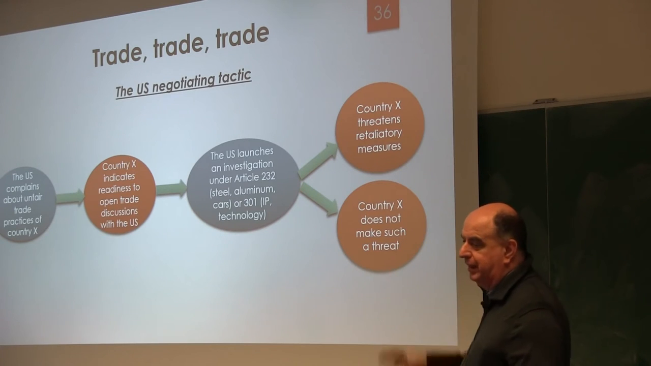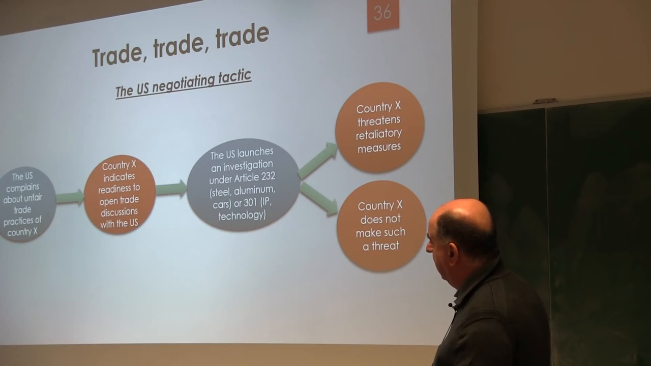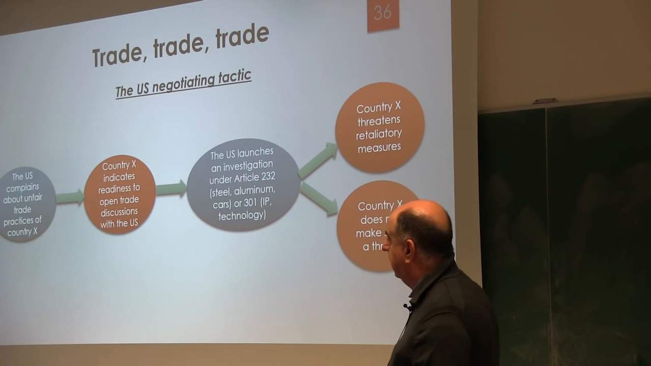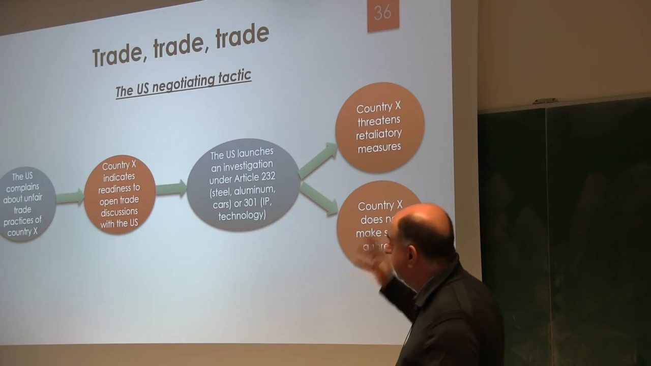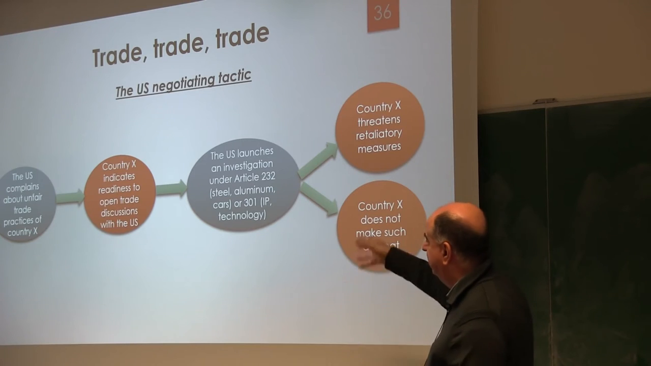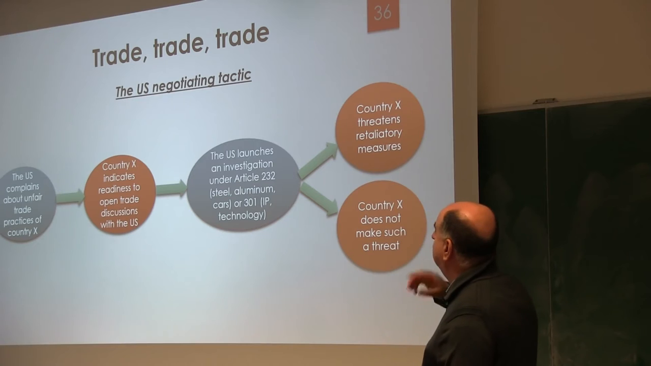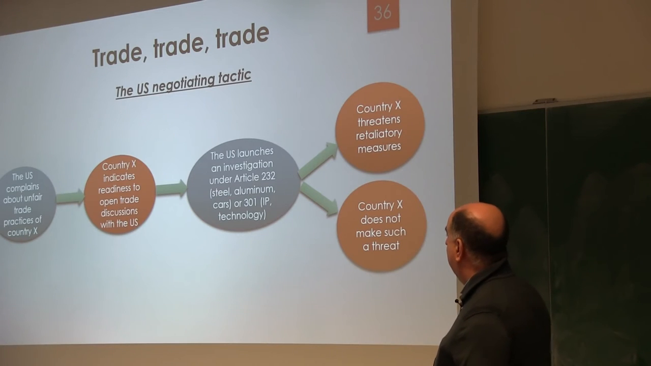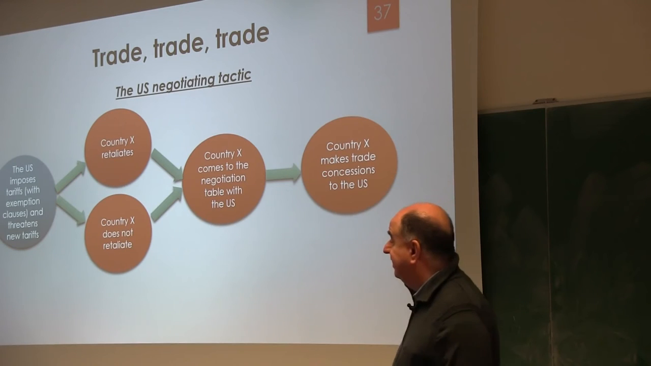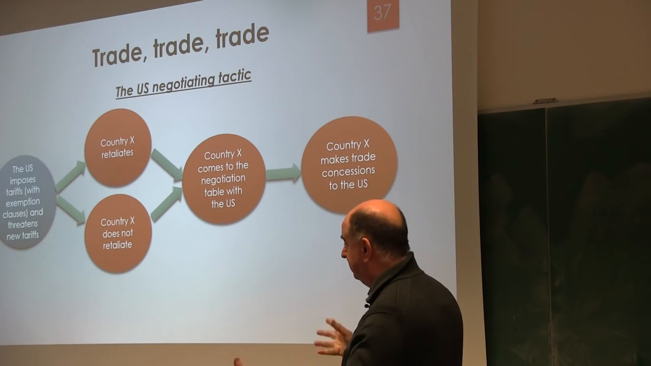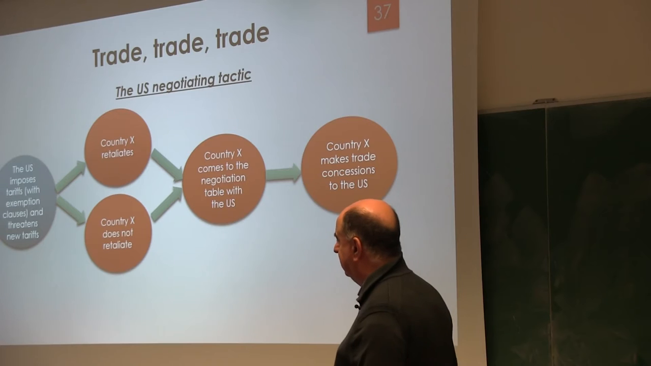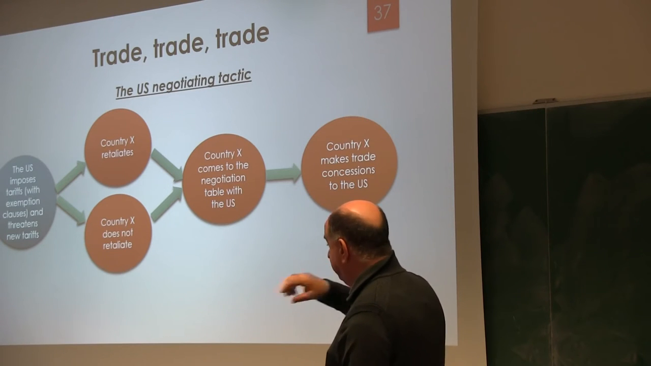Just to give you an idea of how the negotiation seems to move and what seems to be the pattern of the United States. The United States complains about unfair trade practices in country X. Country X indicates that it's ready to negotiate. The US doesn't care much, and launches an investigation under Section 232 or 301. Country X can or cannot threaten retaliation. The important thing is it doesn't matter. The US imposes tariffs with exemption clauses and with timelines. So if in 3 months you don't do certain things, we will impose the tariffs. And that was what happened for steel and aluminum, and it threatens new tariffs.